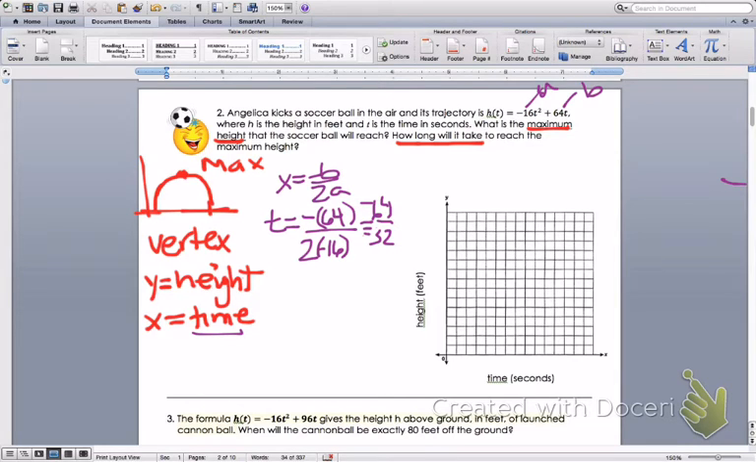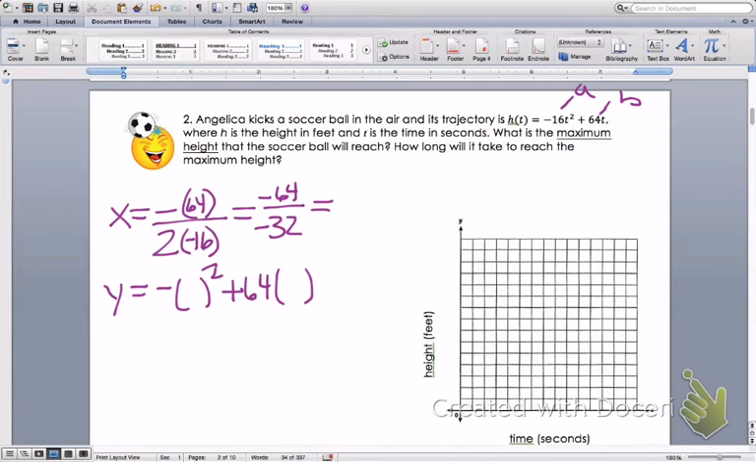Actually, let me just clear this out to make it neater. I'm going to clear out the part in red. So I just quickly rewrote this so it can be neater. Our x, or our time, is negative 64 over 2 times negative 16, which gives us negative 64 over negative 32. Divide that, you get positive 2, and this is going to be in seconds. And then we take our 2 and we plug it back into our equation. So we're going to plug 2 into our h of t, which is really our y.